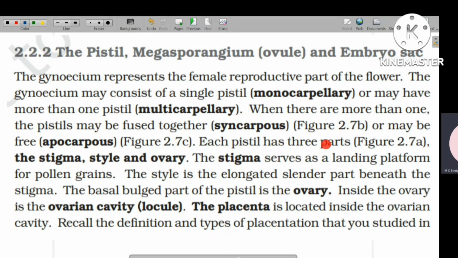Each pistil has three parts: the stigma, style, and ovary. The stigma serves as a landing platform for pollen grains. The style is an elongated, slender part beneath the stigma. The basal bulged part of the pistil is the ovary. Inside the ovary is an ovarian cavity, locule. The placenta is located inside the ovarian cavity.